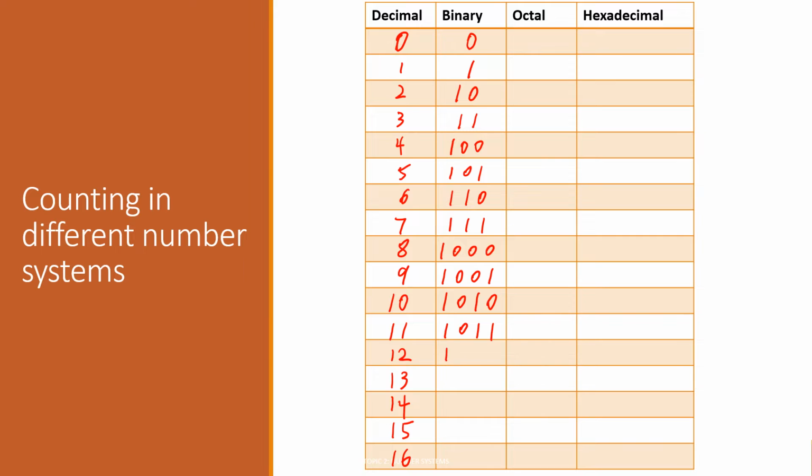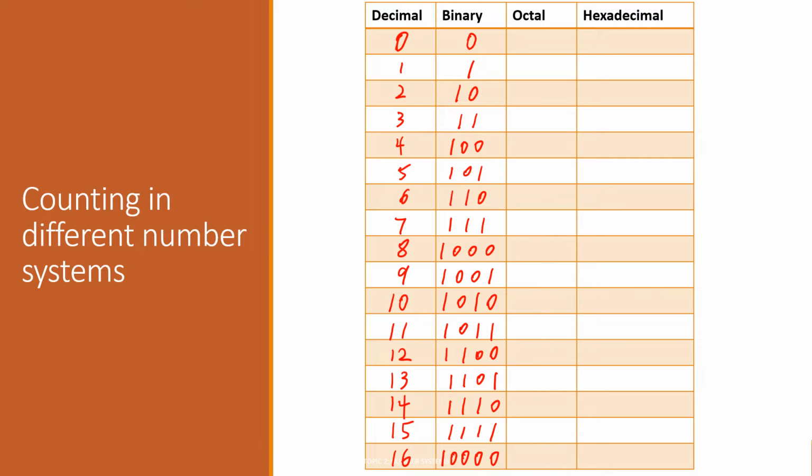1 1 0 0, 1 1 0 1, 1 1 1 0, 1 1 1 1. So again, after we get 4 ones here, no other number allows us to represent 16, so we have to move to a higher place. So 16 will be represented as 1 0 0 0 0 in binary. Okay, so you got the idea. Whenever we reach 1, for the next number we need to carry to the next bit.